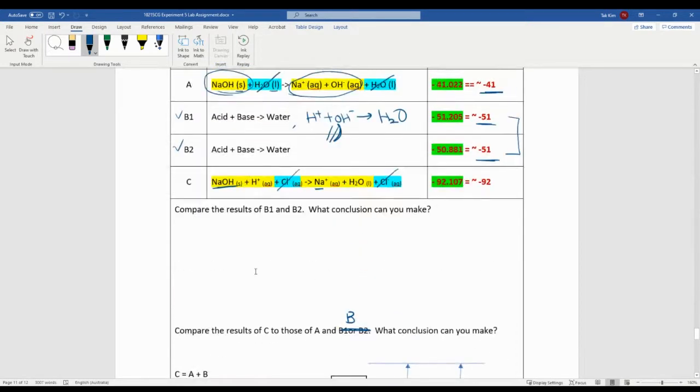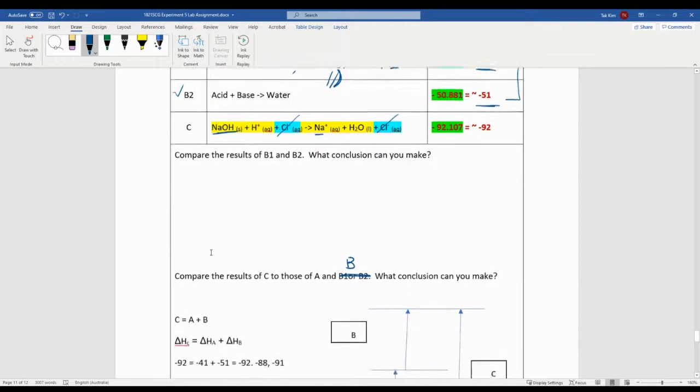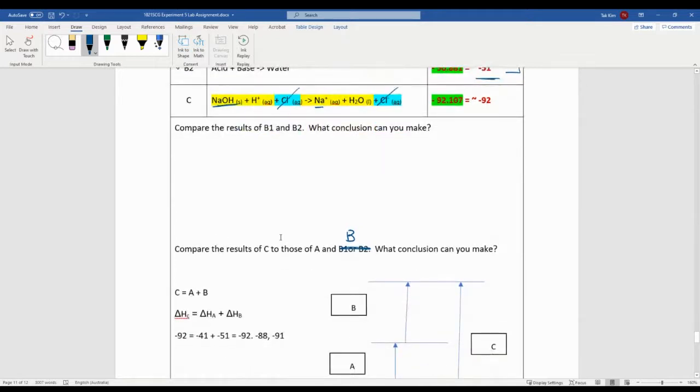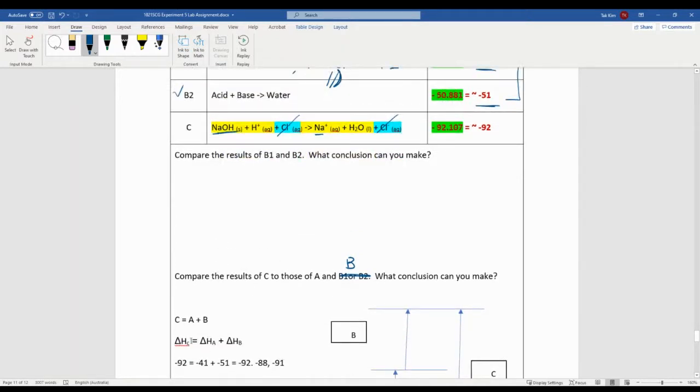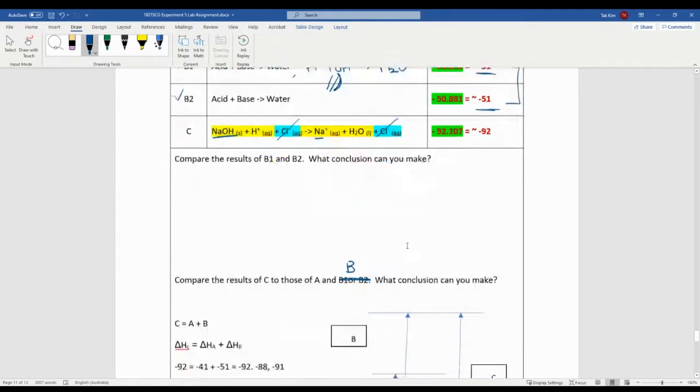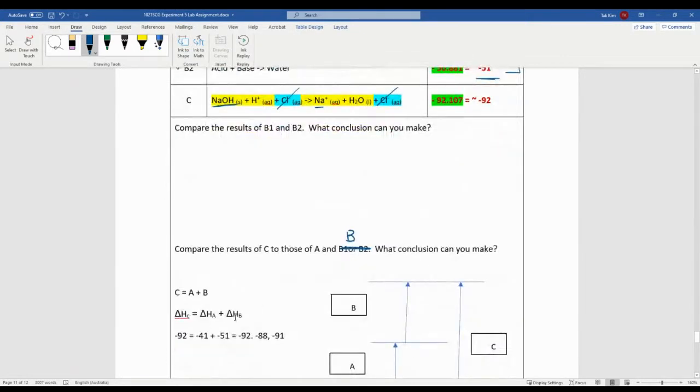So when you look at the net ion equation, right? Reaction C is reaction A and B in one reaction. Because of that, when you compare the changes in enthalpy of each one, it'll be pretty much the same, right?